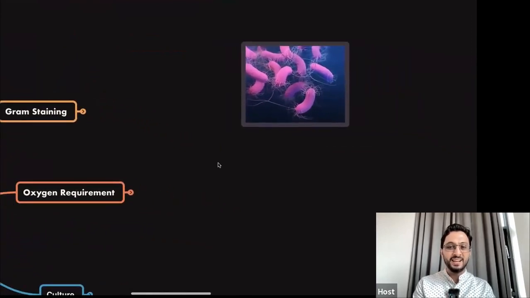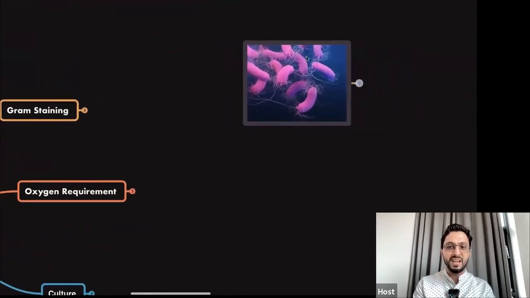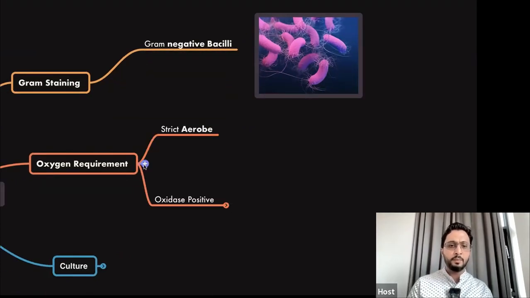So this is basically the bacteria. You can see there the gram negative bacilli, that is rod-shaped bacteria. So that's it, gram negative bacilli. You can see there, all of you. So basically oxygen requirements. As I've told you, they are strict aerobes, and they are oxidase positive. Means they produce an enzyme called oxidase.